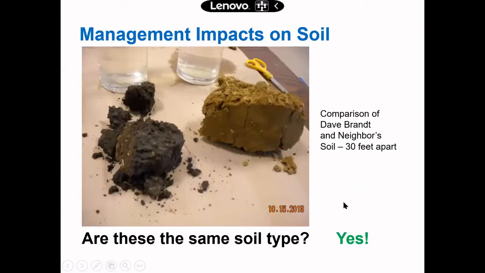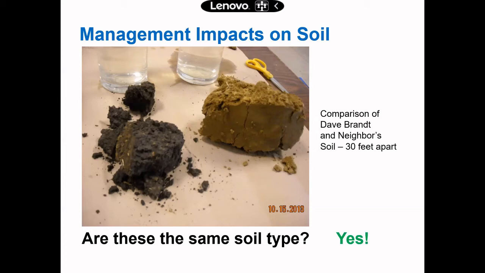Management does have an impact on the soil. So as we look at these, are these the same soil type? Well, they sure don't look like it, but the answer is yes. It all goes back to management. You look at Dave's soil on the left-hand side, he's been doing no-till for 20 years, been using extensive cover crops, and that soil is becoming almost like a mollisol soil, okay, because of all the root turnover. Whereas the soil on the right, exact same soil type, but now it's kind of transitioning to a different type of soil.